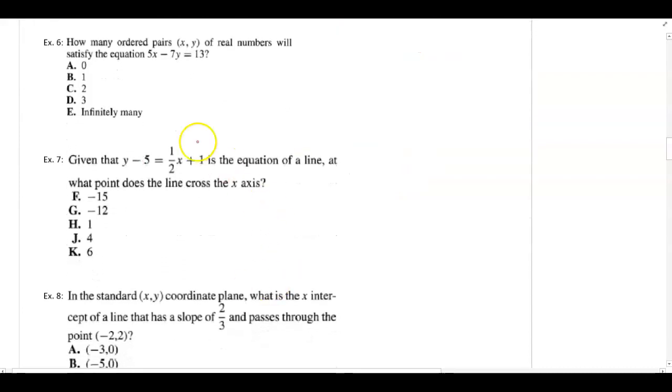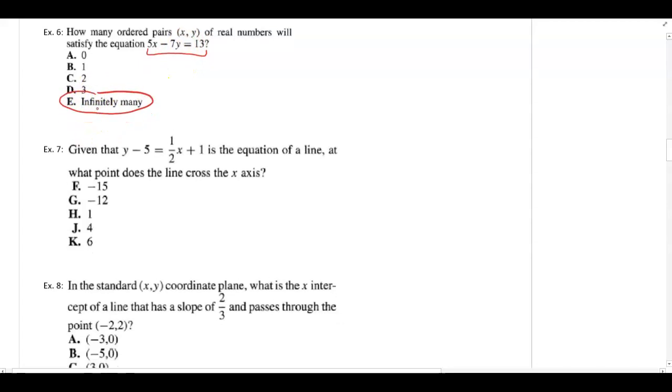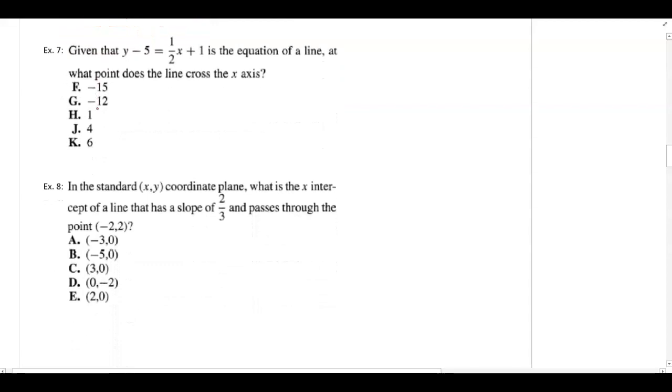Number 6, how many ordered pairs xy of real numbers will satisfy the equation? Remember, a linear function is made up of an infinite number of ordered pairs, right? Therefore, there will be millions and millions of ordered pairs that make that equation true. So right away, anytime you're asked, that will be infinitely many.